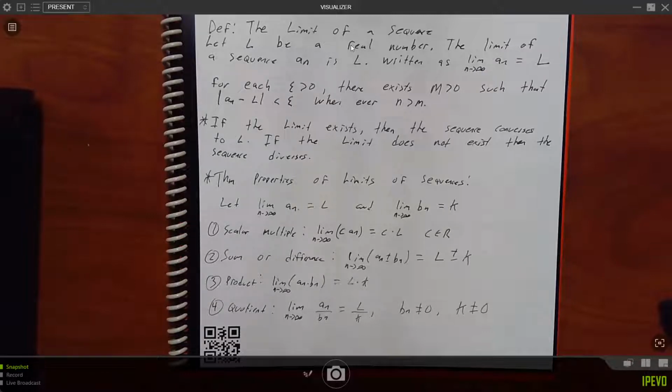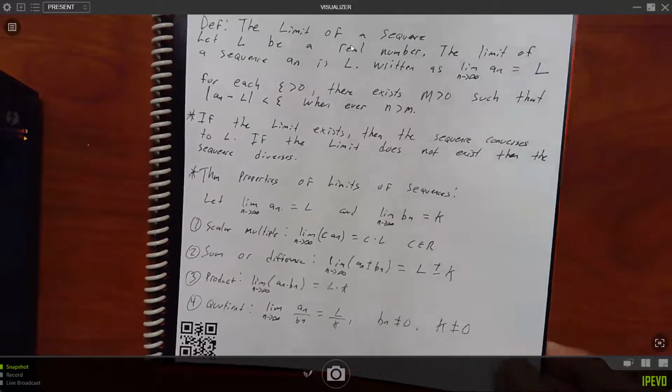You said quotient is Bn plus minus or? Yeah, Bn cannot be zero, not zero. Okay. That's cool.